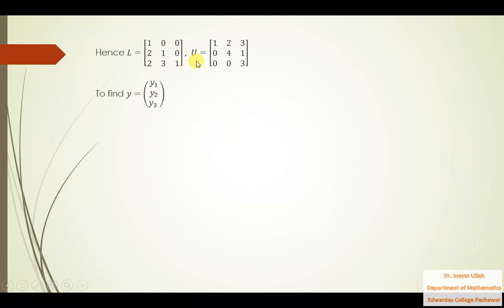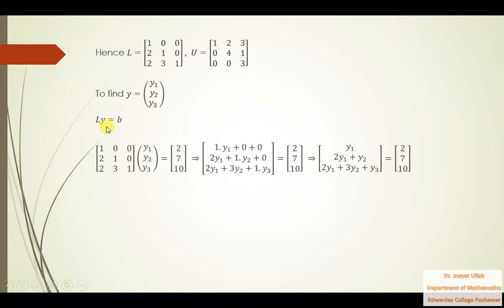Now secondly, because this is the system of three equations involving three unknowns x1, x2 and x3, we will take y as y1, y2 and y3. That is an unknown column vector. Now multiply this y with the lower triangular matrix L and equate it to B. So we have multiplied this y with the lower triangular matrix, and it is equal to B.